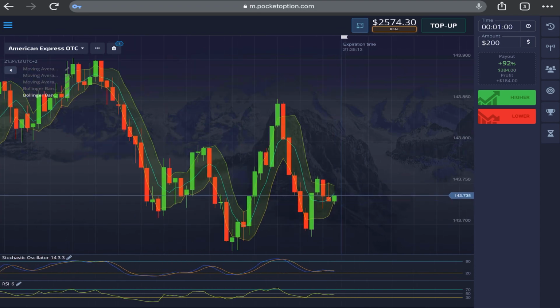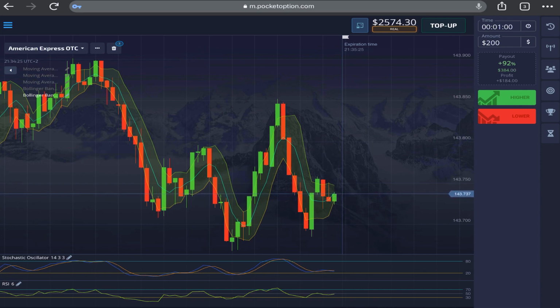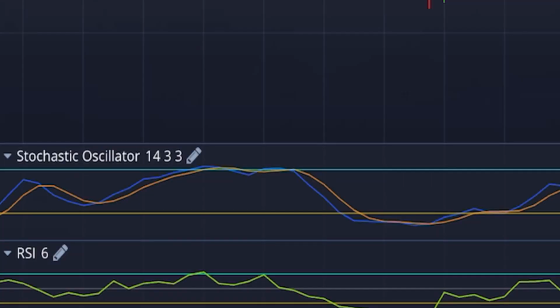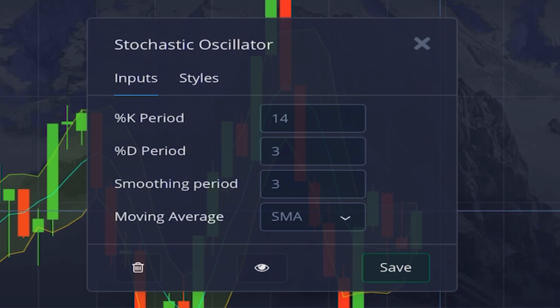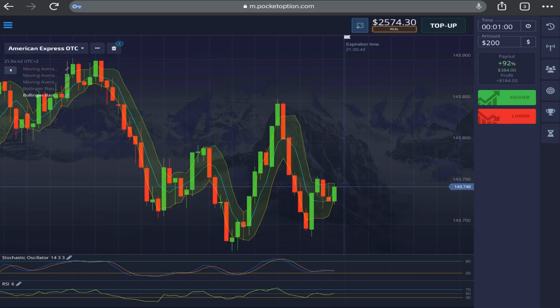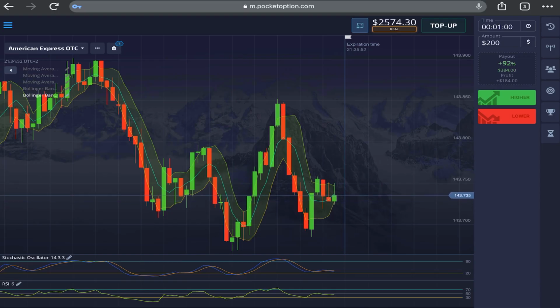So the first thing and the first rule is to have a reliable strategy. I'm going to share this strategy and it's going to be simple. It's so simple actually, using the Bollinger Bands, the stochastic oscillator, and the RSI indicator. The RSI indicator, we are going to leave in period 6. The period for stochastic is 14, 3, and 3. And the Bollinger Bands are period 5. You can set your settings in your Pocket Option account.